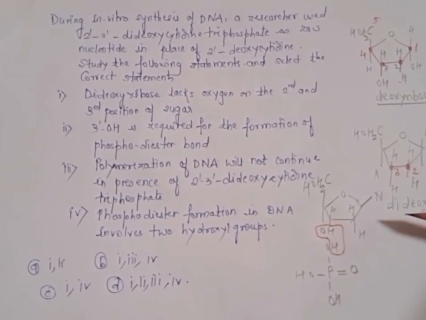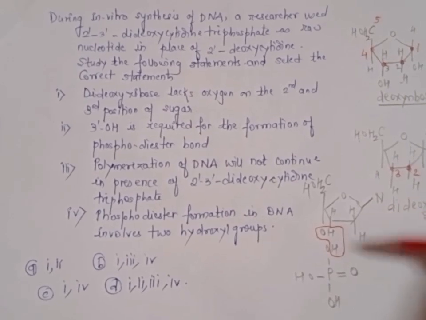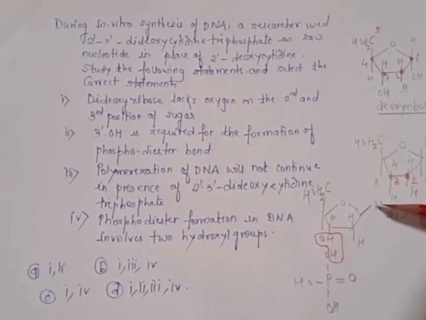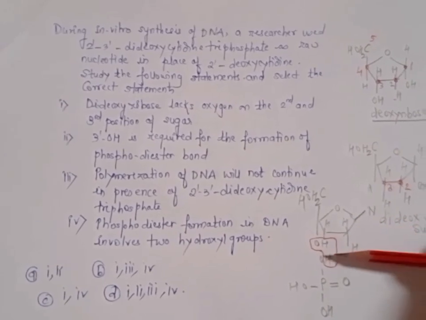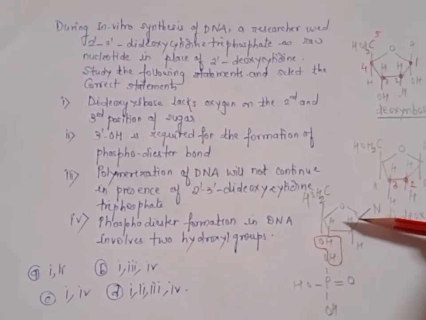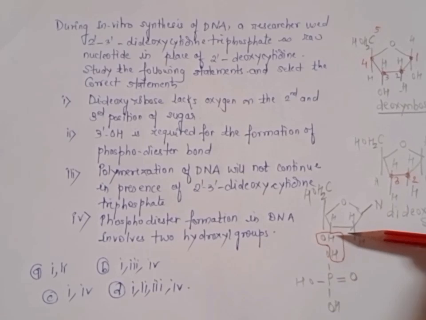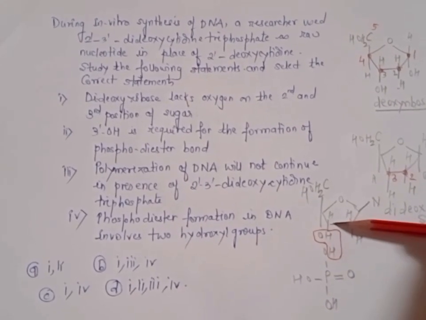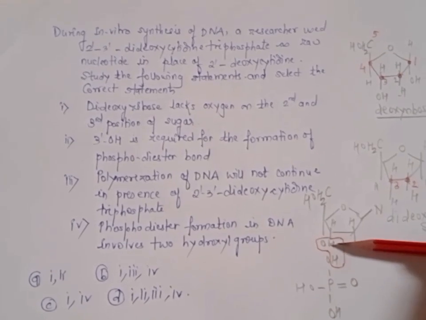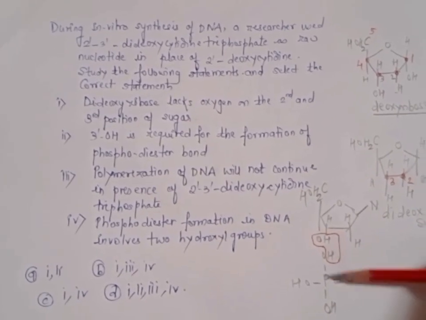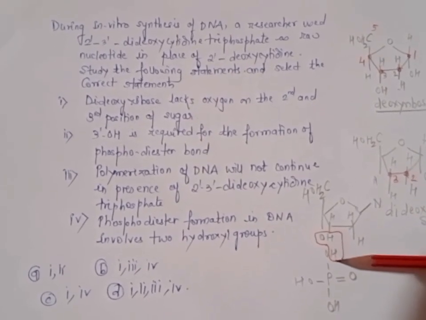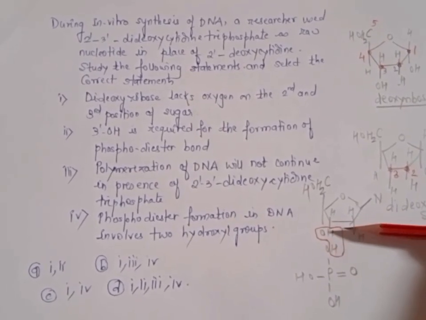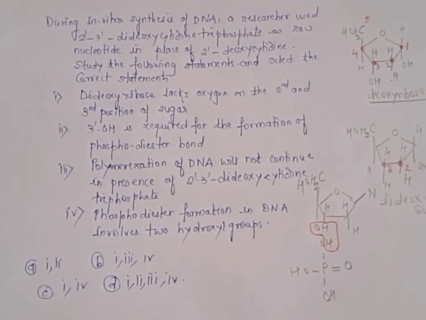See, if we look at the polymerization process where there is phosphodiester bond, this is a sugar, this is a nitrogenous base, and this is a phosphate. So on the third position we have OH, and this is the phosphate with OH. So third position OH is very much required so that it can interact with the OH of phosphate group, so that elimination of water can take place. So the second statement is correct.